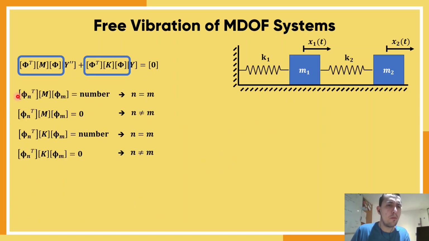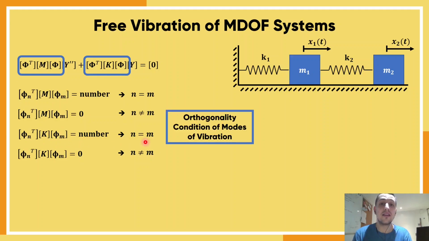If we do one mode times the mass matrix times another mode, it only gives you a number if we're talking about the same mode, and if the modes are different, you get 0. And this is also valid for the stiffness matrix. One mode, times the stiffness matrix, times another mode, only gives you a number if we're talking about the same mode. This is what we call the orthogonality condition of modes of vibration.